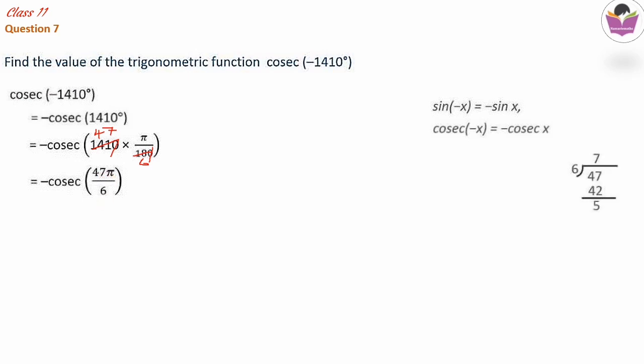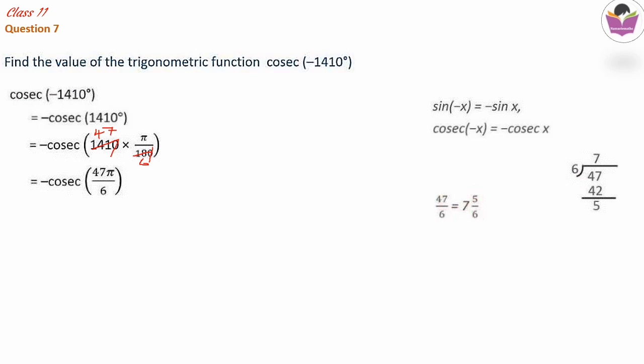Then let's divide as before, 47 and 6. Why are we dividing? We have to write it as a sum or difference of multiples of 2 pi. For that only we are dividing this one. 47 divided by 6. 6 7s are 42. Remainder is 5. So 7 5 by 6. That is the answer. 47 by 6 is 7 5 by 6.